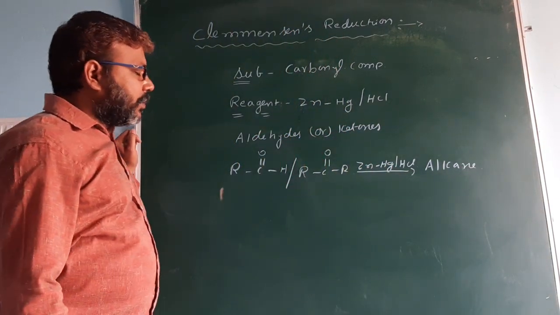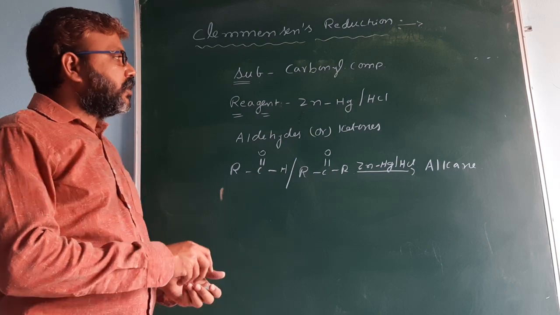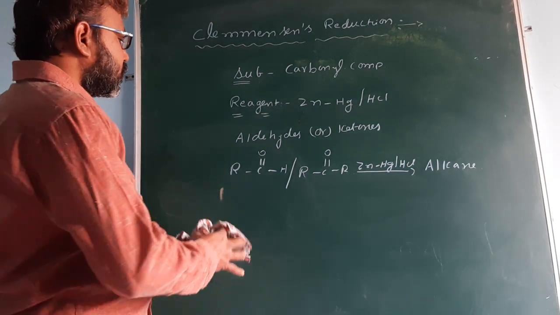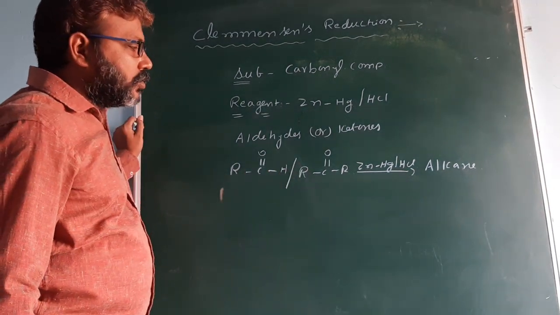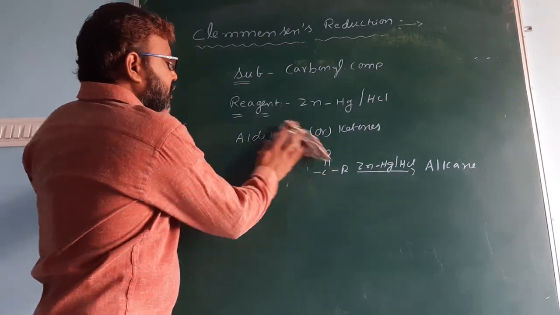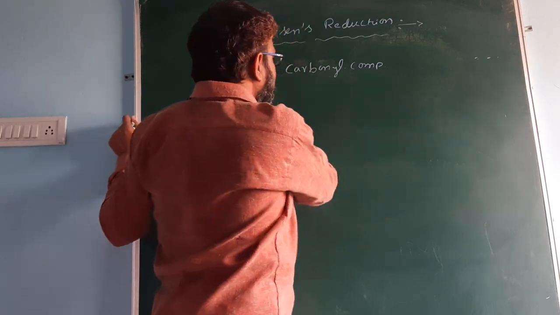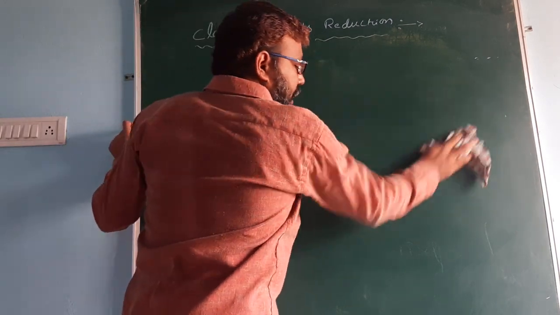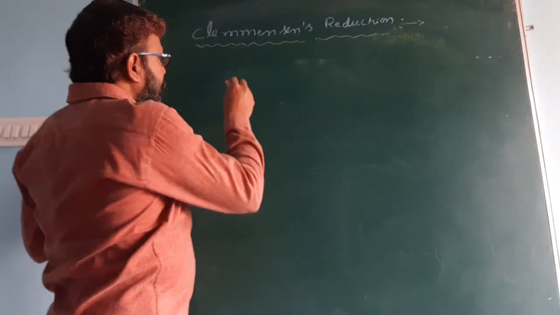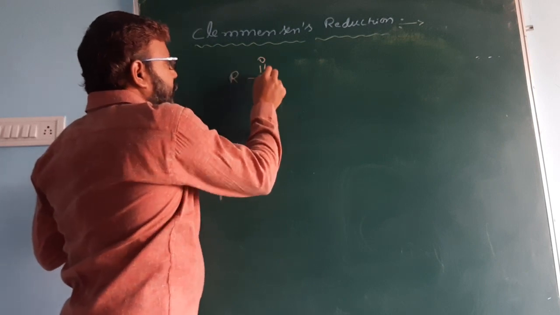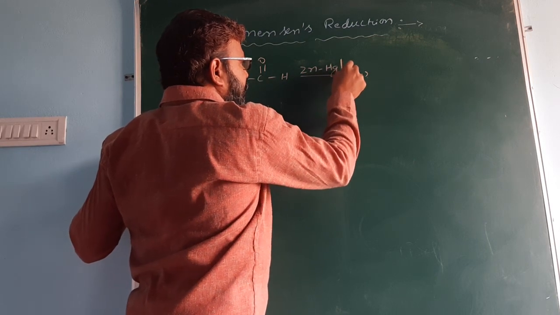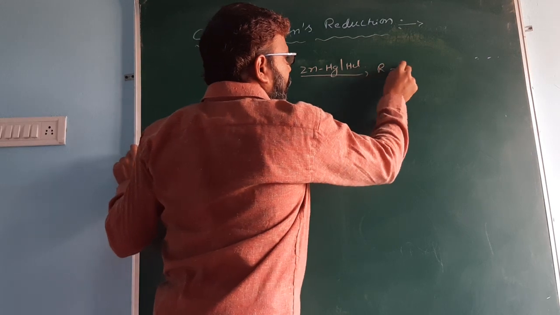So how is the C double bond O group converted into a CH2 group? Now you see the reaction mechanism. How does the C double bond O group convert into a CH2 group in presence of Zn, Hg and HCl? So it is acid catalyzed reduction, Zn, Hg, HCl. Now you take an aldehyde or ketone in presence of Zn, Hg and HCl to give RCH.